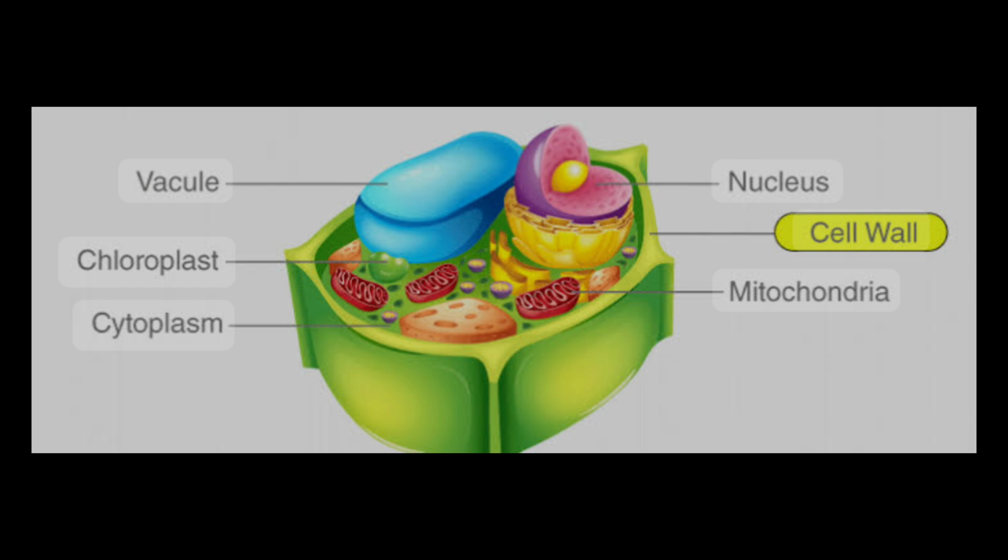The chief functions of the cell wall: first, it gives rigidity and shape to the plant cell. Second, it allows substances in solution to enter and leave the cell without any hindrance. And the third is that it provides protection.